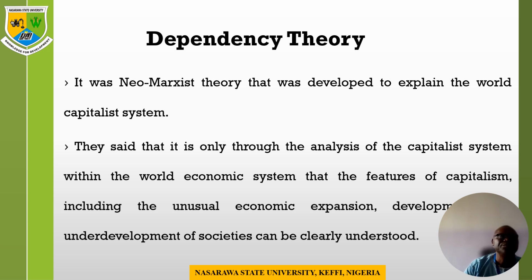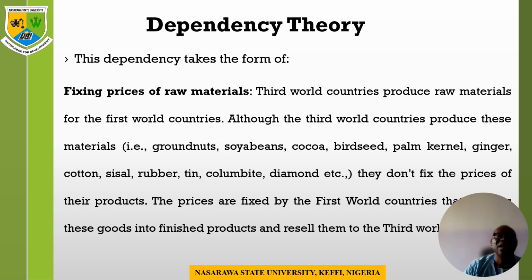Dependency theory. It is a neo-Marxist theory that was developed to explain the world capitalist system. They said that it is only through the analysis of the capitalist system within the world economic system that the features of capitalism, including the unusual economic expansion, development, and underdevelopment of societies, can be clearly understood. This dependency takes the form of, one, fixing prices of raw materials. Third world countries produce raw materials for the first world countries.